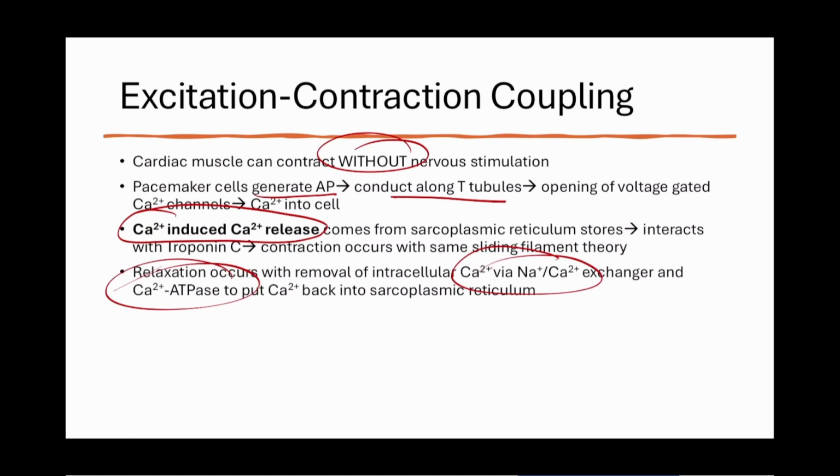Everyone good? That's the special part for calcium. That's the most important part for calcium. That's all you gotta know. Okay, everything else is going to be built off of this.